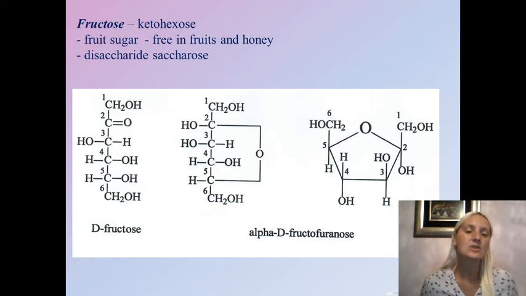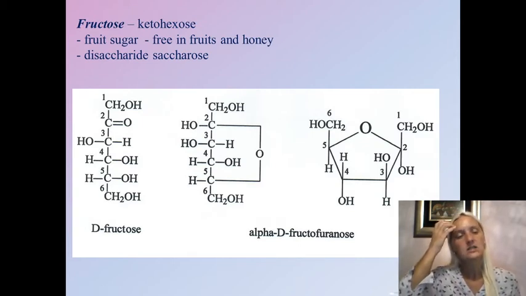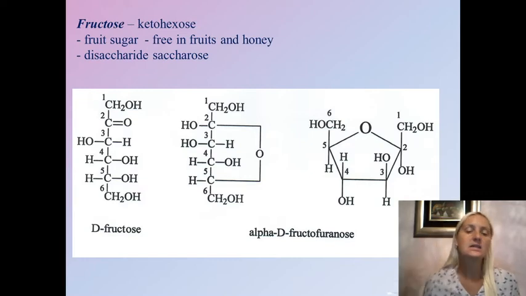Fructose is a ketohexose. If you take a look, it contains a keto group, not an aldehyde group, so it's a structural isomer of glucose. It's also called fruit sugar, so it's found free in fruits and honey, and it's a component of the disaccharide saccharose.